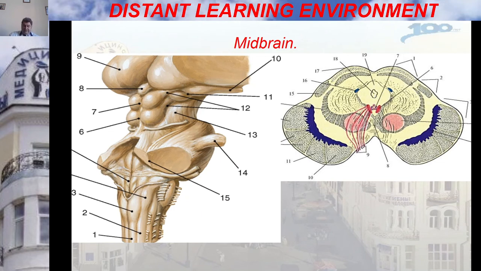Aqueduct of Sylvius. Its narrow canal, 2 cm in length, lined with ependyma, connects the fourth ventricle with the third ventricle. The aqueduct is bounded dorsally by the tectal lamina and ventrally by the tegmentum of the cerebral peduncles.